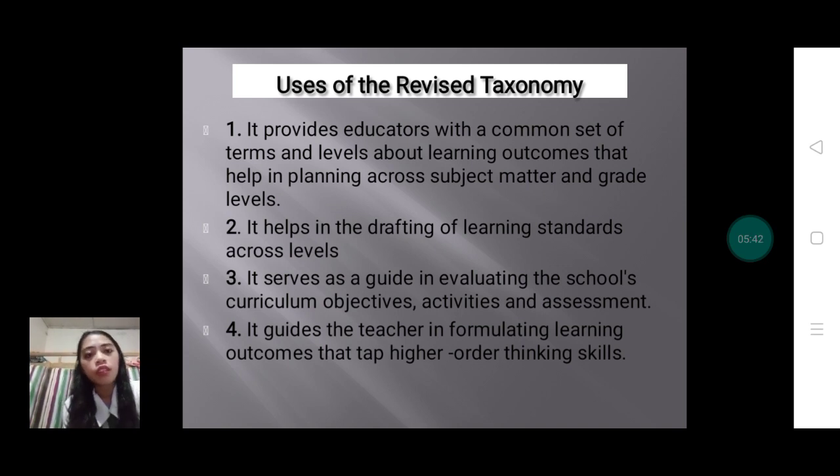So the uses of the revised taxonomy, there are four. When you are making your learning objectives, this is the guide for students and teachers to make their learning objectives better. It helps in planning across subject matter and grade levels, in the drafting of learning standards across levels, and it serves as a guide for evaluating the school's curriculum objectives, activities, and assessments.